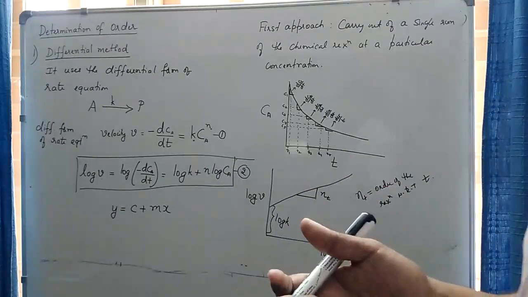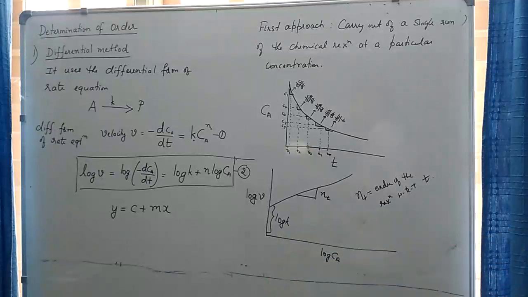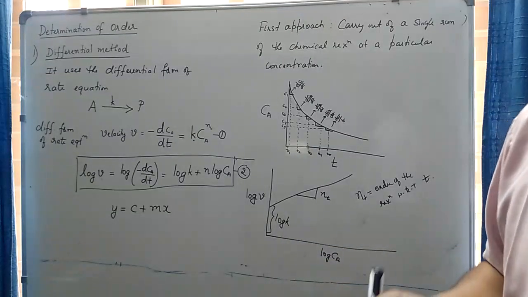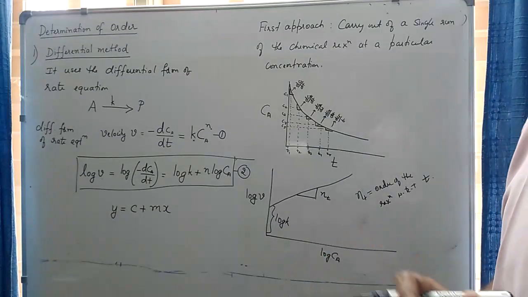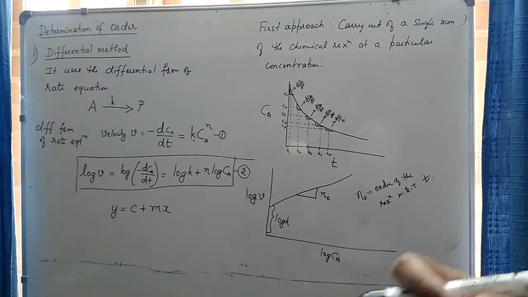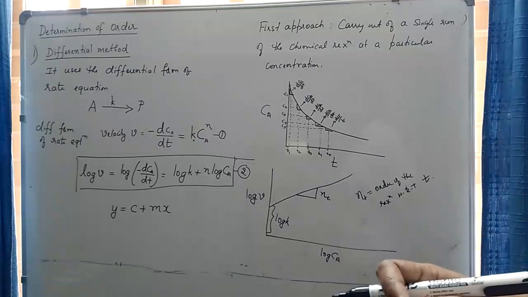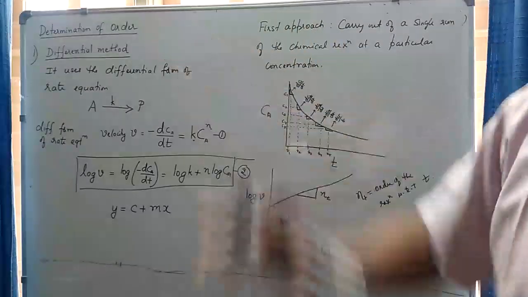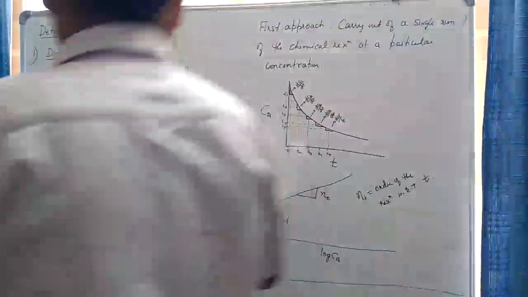Suppose the product is not interfering, then you can use this method, no problem. But before doing the reaction, we don't know, because it is an unknown reaction, whether the product is influencing the rate or not. So it is always advisable to measure the rate of the reaction at the beginning. So how do we measure the rate at the beginning? That method is nothing but the second approach of the differential method, which is also called the method of initial rates. Why is it called the method of initial rates? Because we are measuring the initial rate of the reaction.